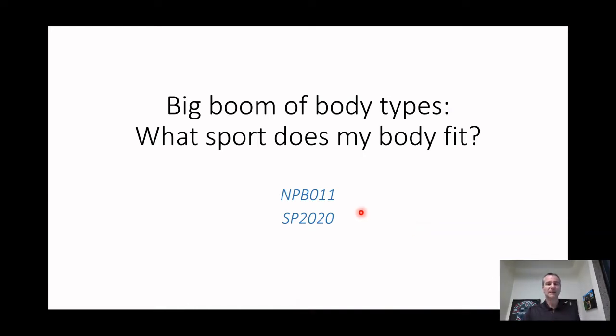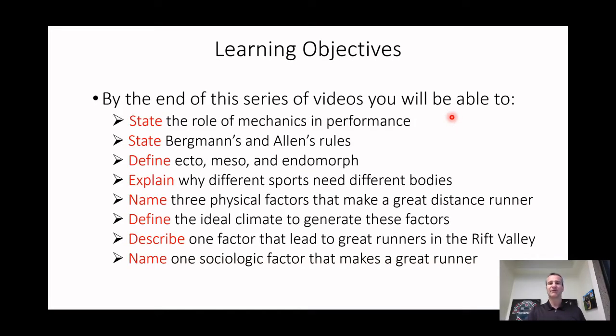So this is really this idea of the big boom of body types. And I'll explain what that means. And there's a term that David Epstein came up with, and he talks about in his book, The Sport Gene. But really, it's about what sport does my body fit.